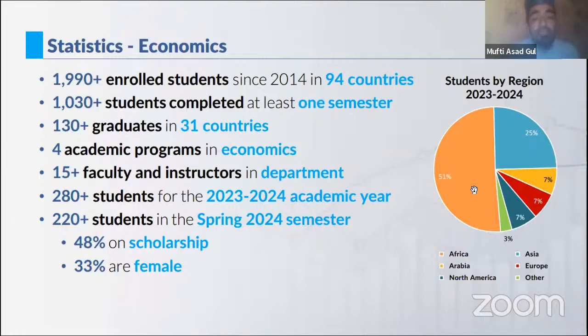More than 1030 students have completed at least one semester, and there are 130 plus graduates in 31 countries. 31 countries simply means they are from different cultures, different societies, and different markets, and all are serving with the same aim and the same vision given by International Open University. As far as the academic programs are concerned, economics provides 4 academic programs, with 15 plus faculty and instructors in the department and 220 plus students in spring 2024. And the number keeps increasing, as I have been involved in this for many years.